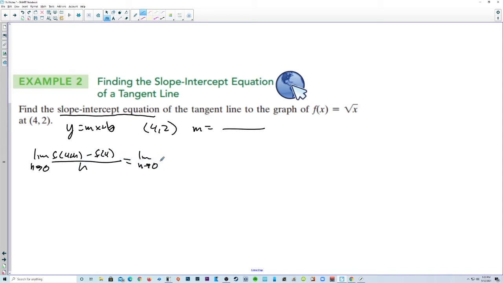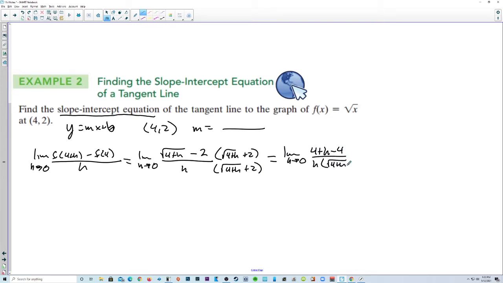Limit as h approaches 0 of, I need 4 plus h in here. So square root of 4 plus h minus f of 4, which is 2, over h. Now we're going to multiply by square root of 4 plus h plus 2, the conjugate. And we have the limit as h approaches 0 of 4 plus h minus 4 over h times square root of 4 plus h plus 2. Well, the 4's are going to cancel, then the h's cancel. We get the limit as h approaches 0 of 1 over square root of 4 plus h plus 2.